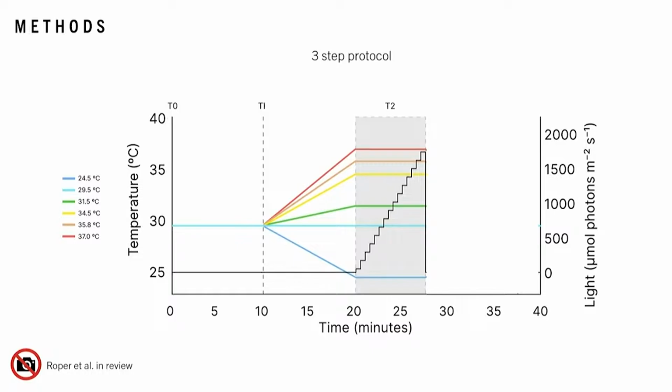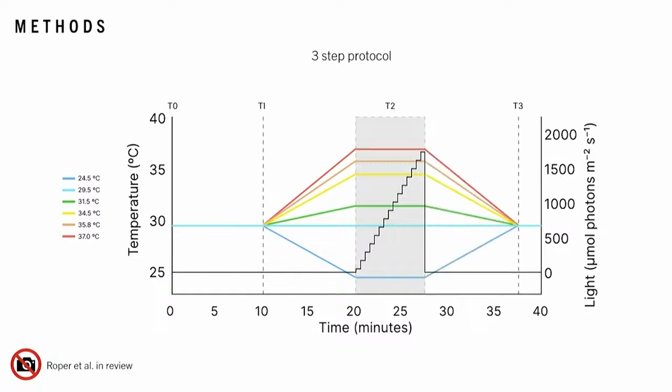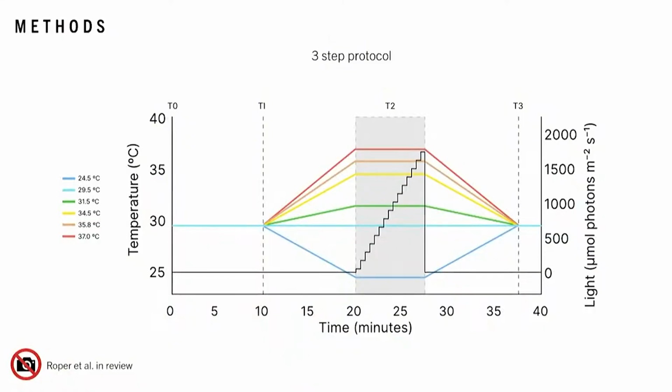Now, once the corals reached temperature, they were then subject to a 15 stepwise interval of increasing light over a 7.5-minute period. Lastly, stage 3 consisted of a temperature ramp down and a return to that baseline light condition for a recovery period. Chlorophyll A fluorescence was measured during stage 1 and stage 2, as you can see from the T1 and the T2 in this figure, and that was to assess the response of the corals both prior to and during stress.